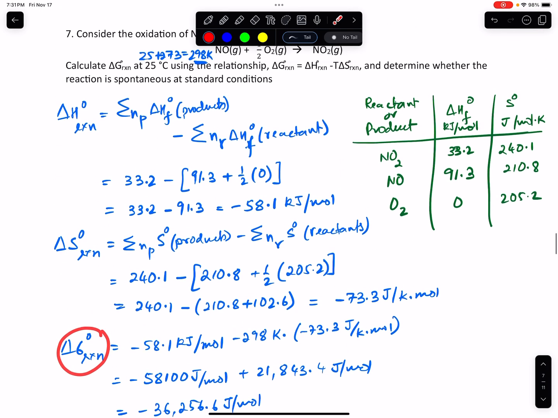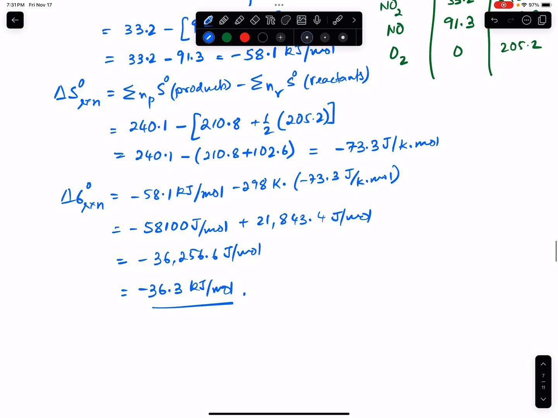So the next part of the question is we have to determine whether the reaction is spontaneous at standard conditions. Turns out if delta G naught is a negative number like we have out here, then it is indeed spontaneous.